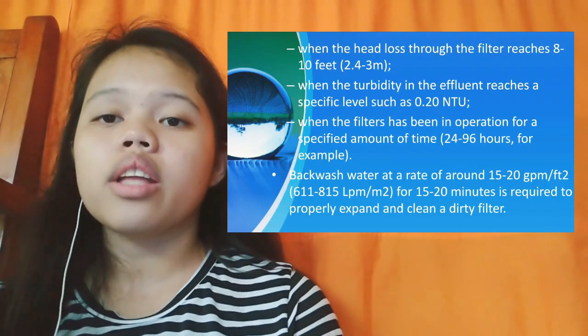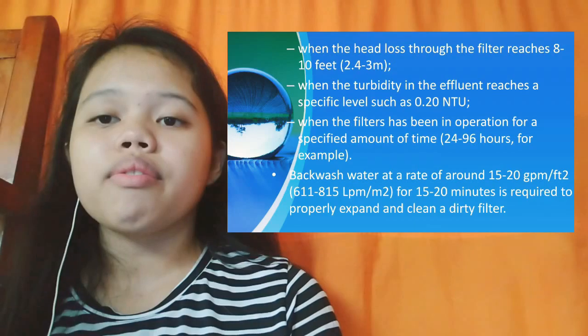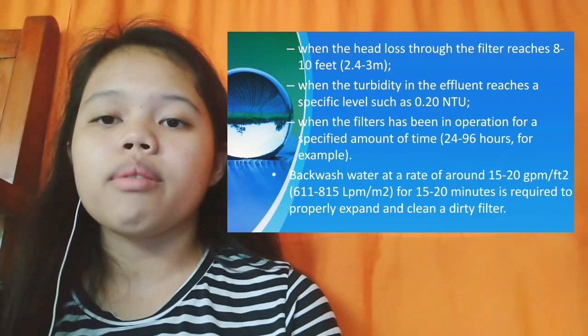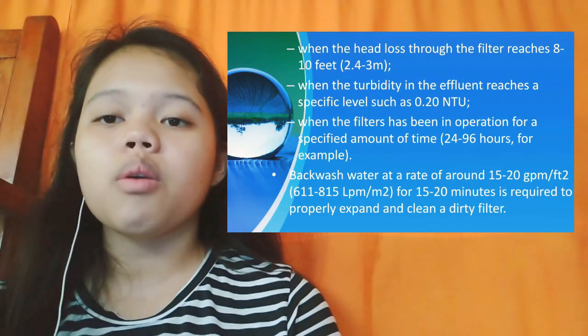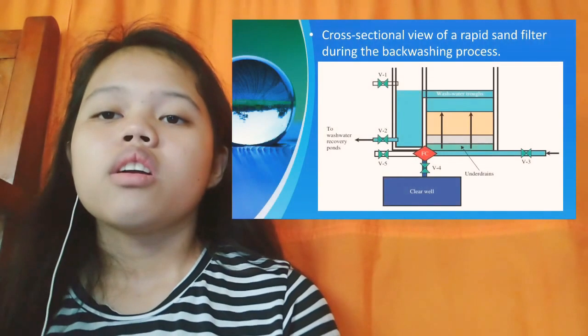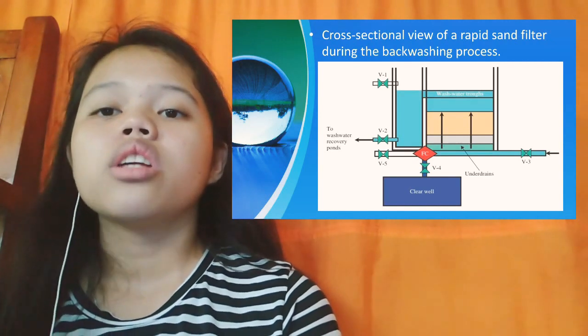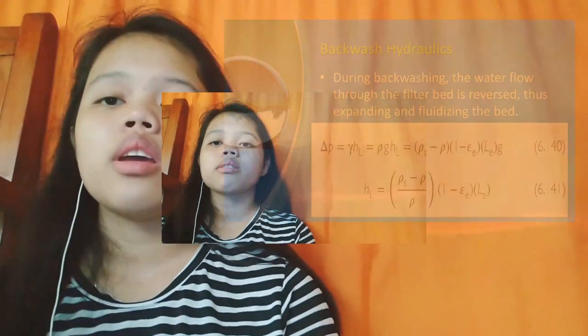Backwash water at a rate of around 15 to 20 GPM per foot squared for 15 to 20 minutes is required to properly expand and clean a dirty filter. Cross-sectional view of a rapid sand filter during the backwashing process.